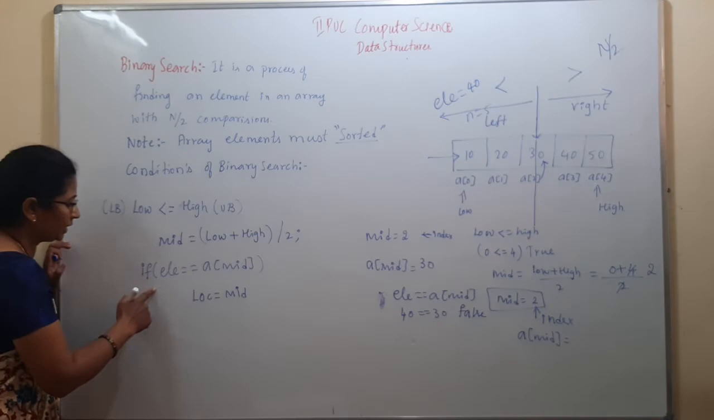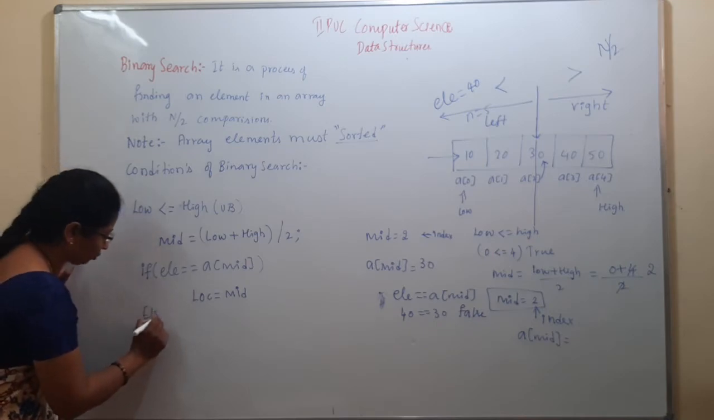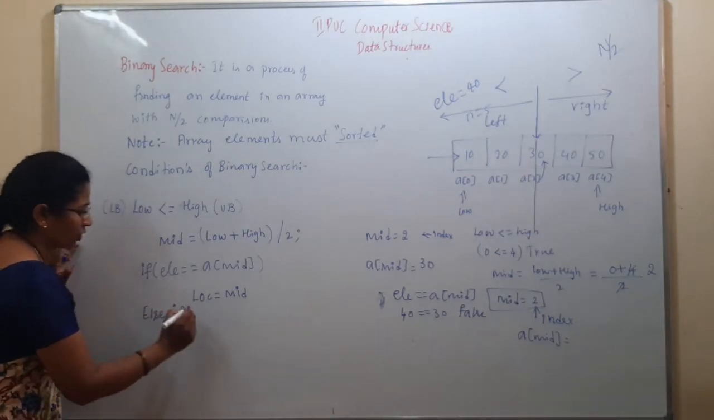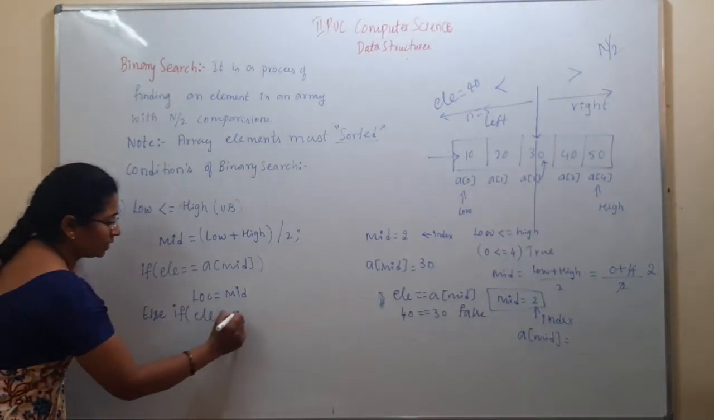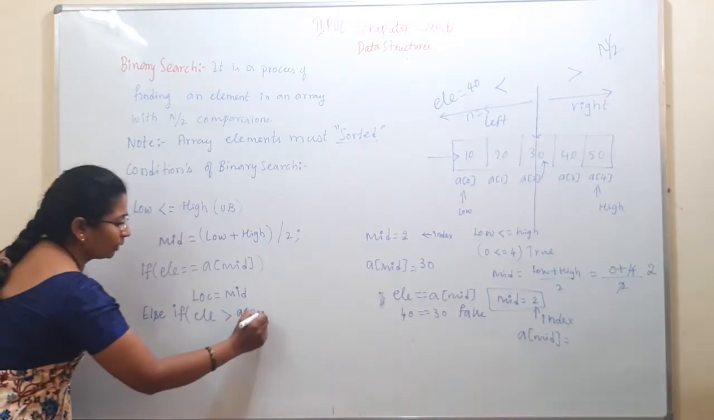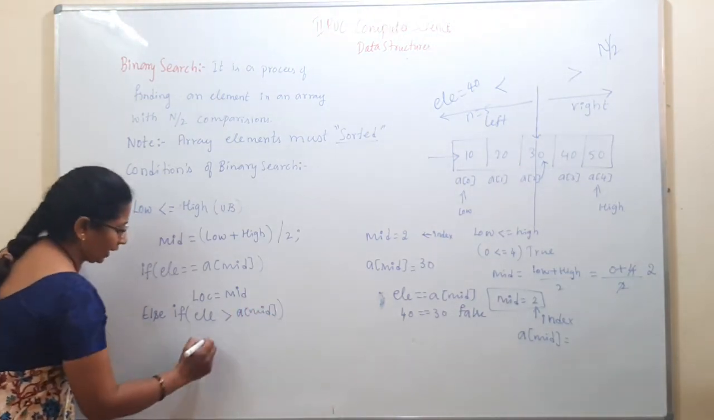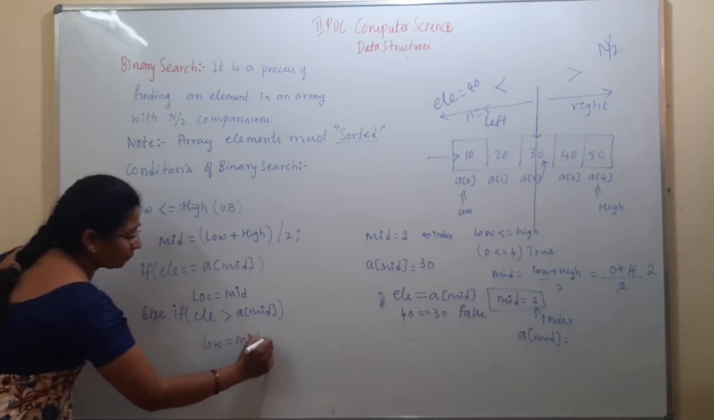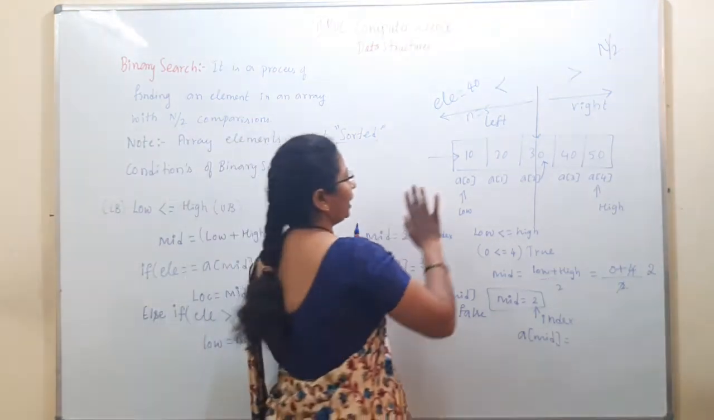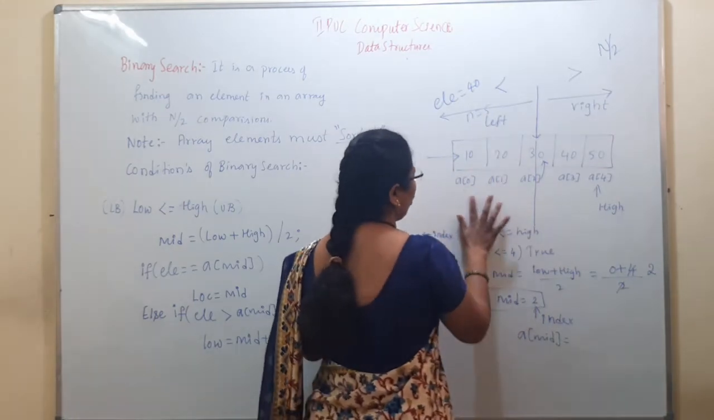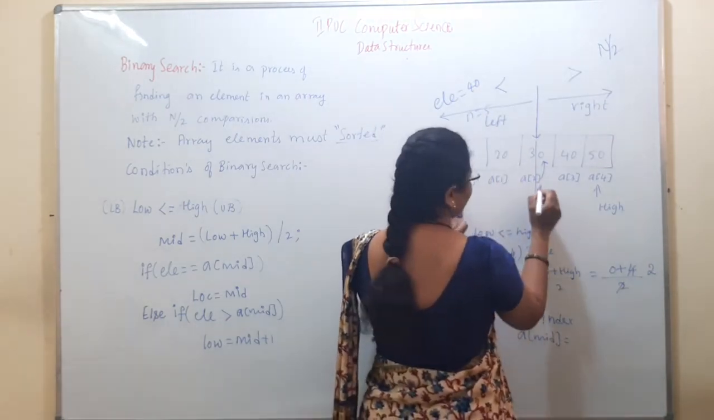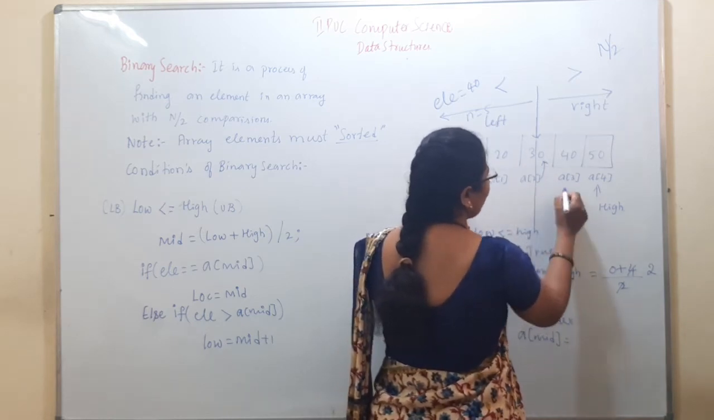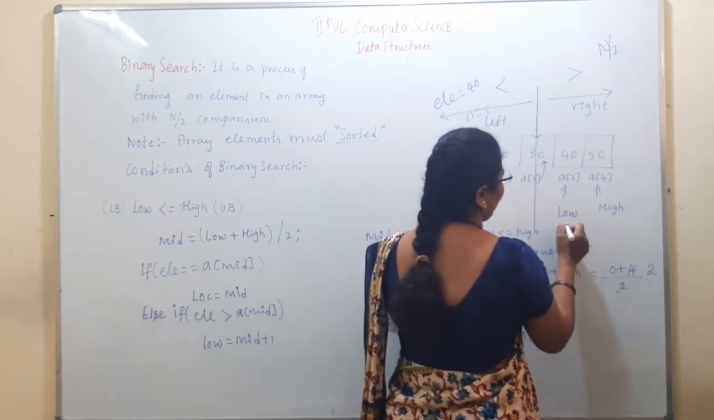Then, if this is false, control has to move to the else part. In the else, again it checks whether the given element is greater than A of mid. If it is true, then I should change the low pointer equal to mid plus 1. If the element is greater, I need to shift the low pointer to mid plus 1. What is the mid we got? We got 2. 2 plus 1, it will change the low value.